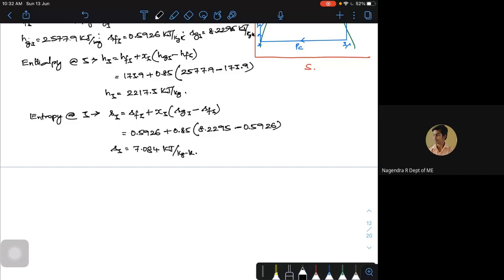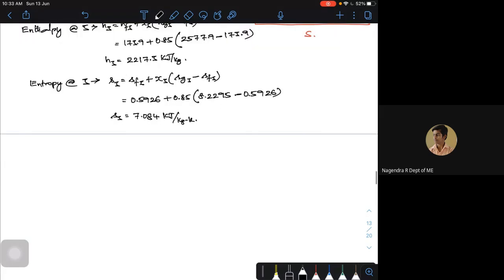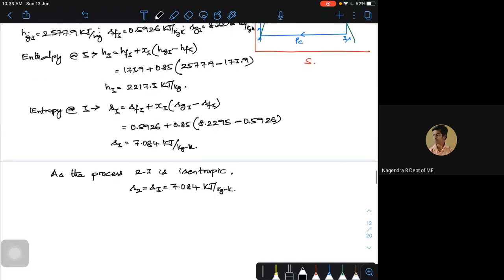Now look at this. As the process 2 to 3 is isentropic, S2 is equal to S3, which is equal to 7.084 kilojoules per kg degree Kelvin. Now, the problem is a bit tricky, I told you, because they have given the temperature and they are asking us to find the pressure.